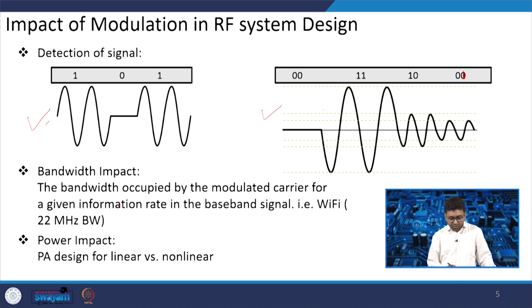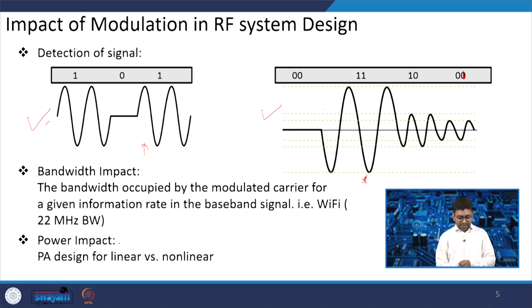Another impact is on the bandwidth. This is the bandwidth occupied by the modulated carrier for a given information rate in the baseband signal. Let us say for Wi-Fi there is 22 megahertz of bandwidth. So, various frequency bands use various bandwidths. As you try to increase the bandwidth, in the second example there is a higher bandwidth compared to this example. So, we can easily observe that if you have a wider bandwidth, then the reconstruction is difficult.